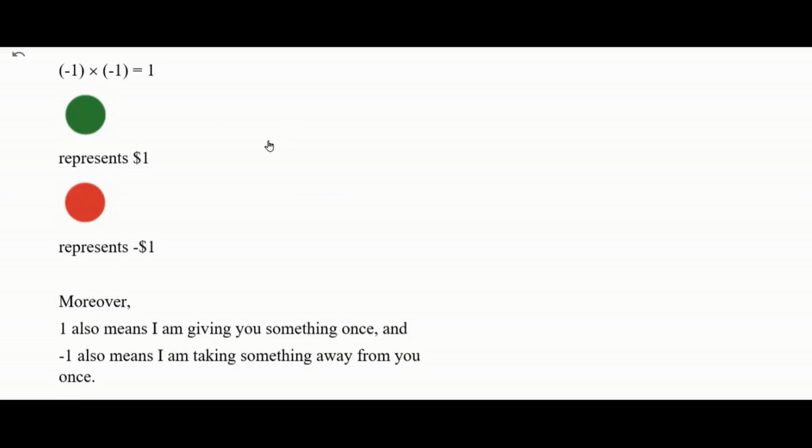Now, we won't jump into -1 times -1 is equal to +1 right away. We will start with other simple cases that make sense, I hope so. And we'll have to understand a green dot represents $1 and a red dot represents -$1. If I give you a green dot, that's +1. If I take away a green dot, that's -1.